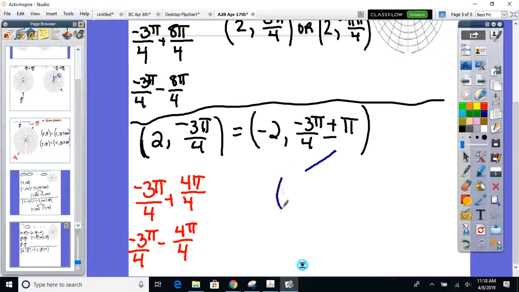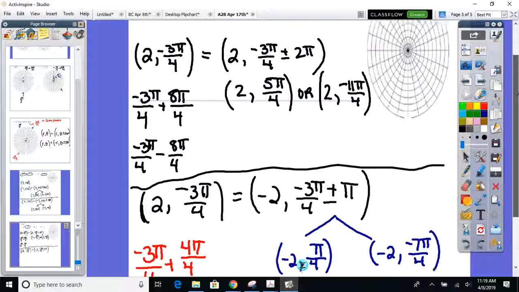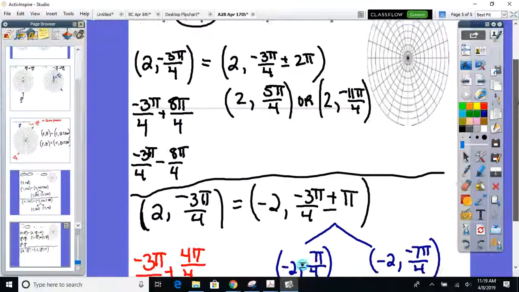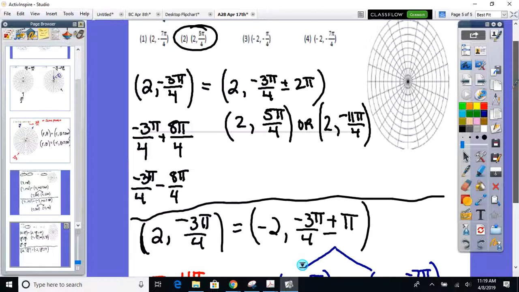All right, what's 1 point going to be then? Negative 2 comma, what do you got here? Negative 2 comma, negative 3 pi plus 4 pi, pi over 4. And then the other point, negative 2 comma, what do I have here now? Negative 7 pi over 4. What am I looking at? Choice 2 and 4, that's it.